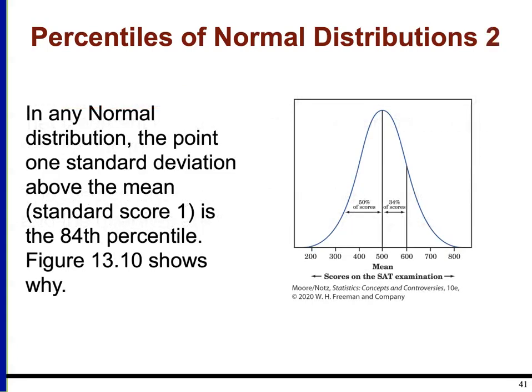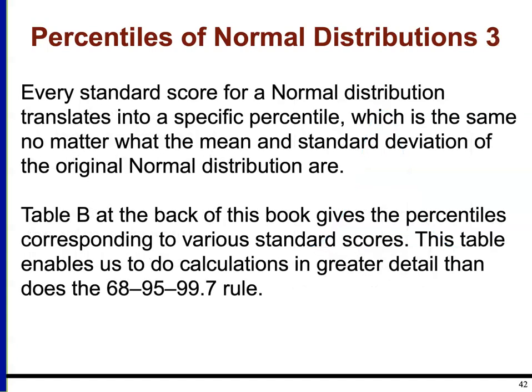So in any normal distribution, if you go one standard deviation above the mean, as long as you have a z-score of 1, that's always going to represent the 84th percentile. Since every standard score for a normal distribution translates into a specific percentile, it's going to be the same no matter what the mean and the standard deviation of the original normal distributions are. So that's really valuable. By getting these standard scores, we can take any distribution and get them into the same comparative place.